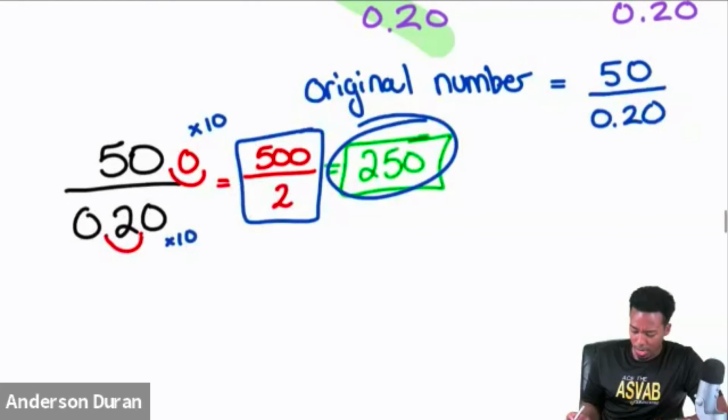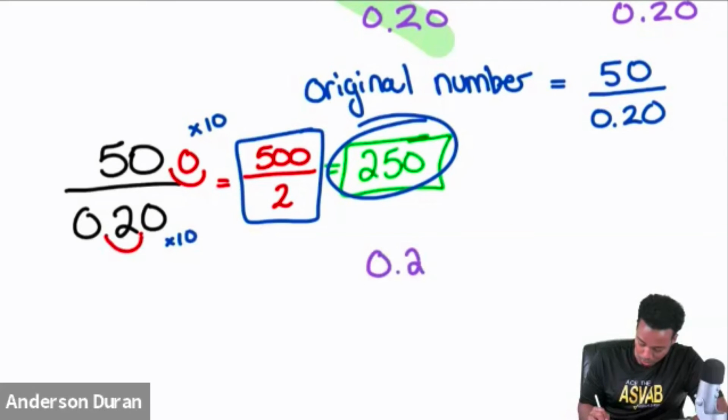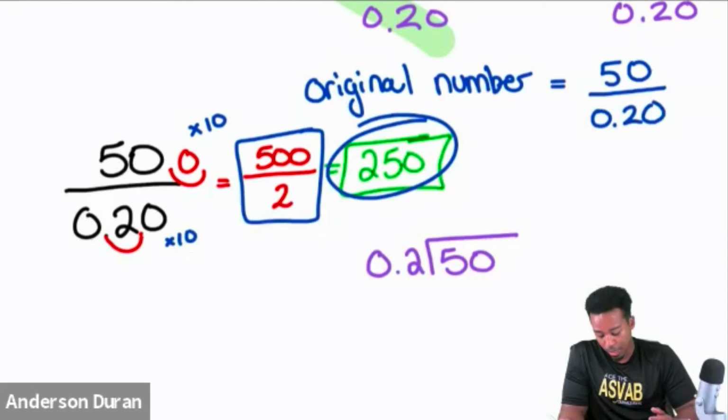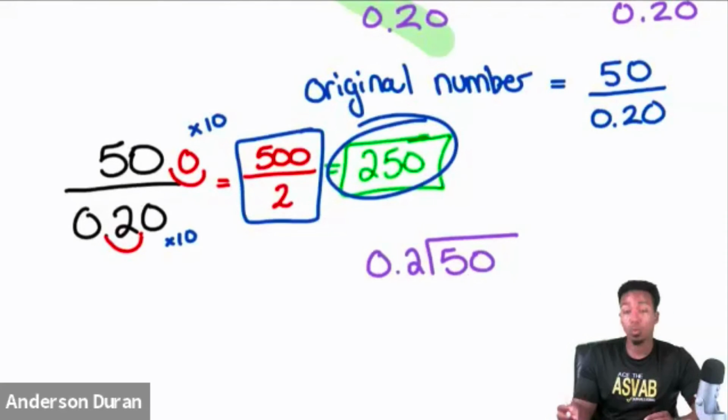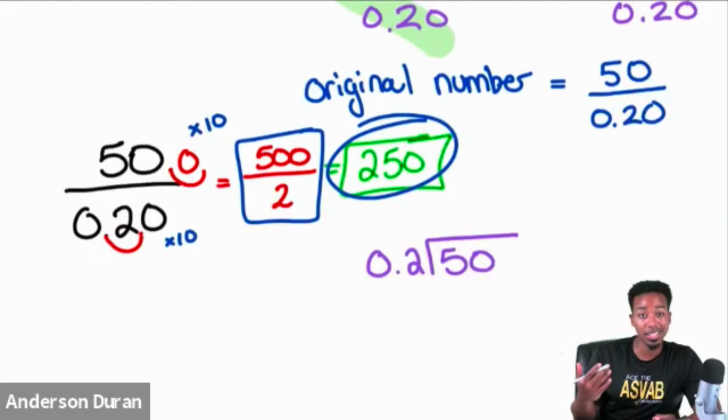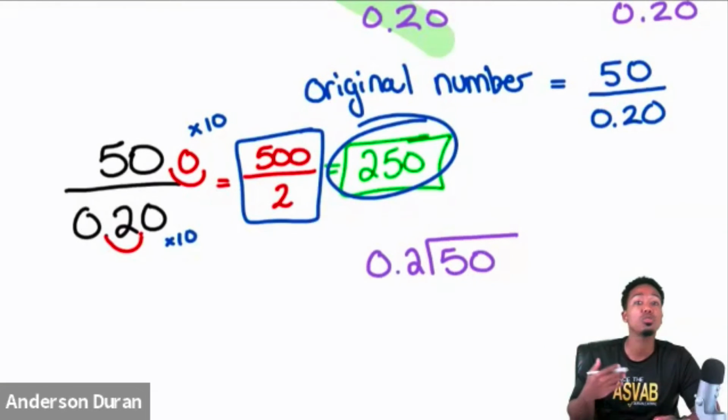So if we go ahead and get this done here, it'll look like this. 0.20. I'll just do 0.2 dividing into 50. So the way that this is going to get done is basically like this. When it comes to multiplying decimals, you basically bring them back at the end and you move to the left. When it comes to dividing decimals, at the end, you move it to the right.